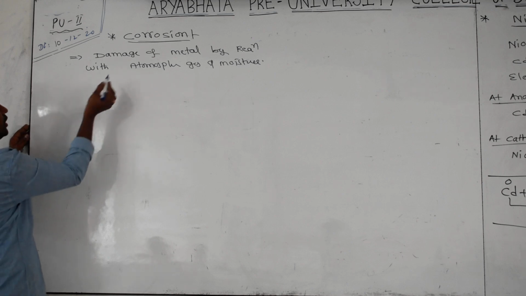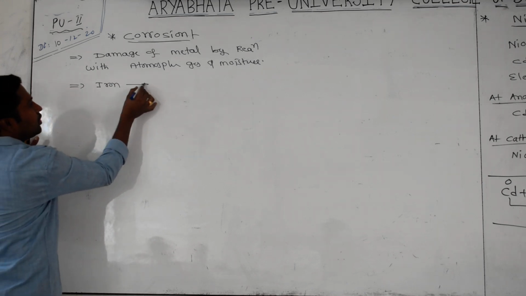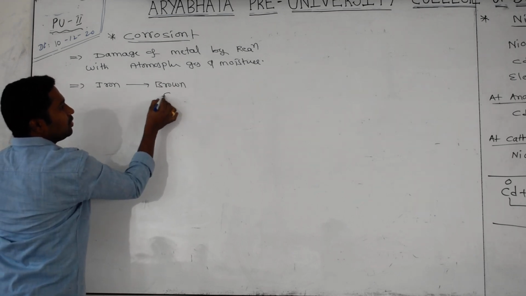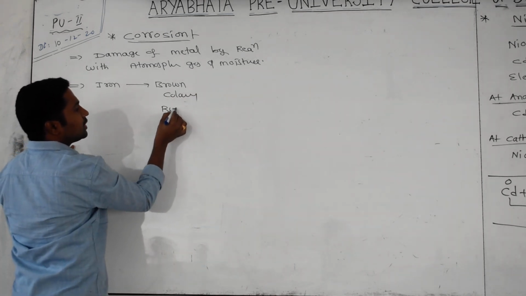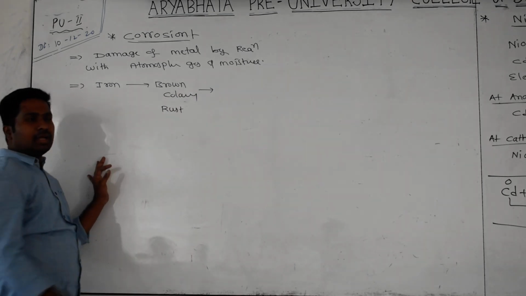So, okay, how can you tell this one? For example, in case of iron, we are getting a brown color layer on the surface of the metal. Yes or no? A brown color layer will be forming. That is only what we are calling rust. What is the composition of that brown color layer on it?